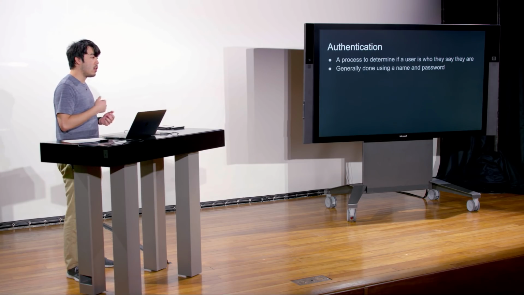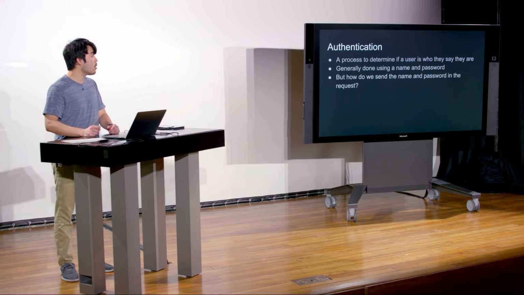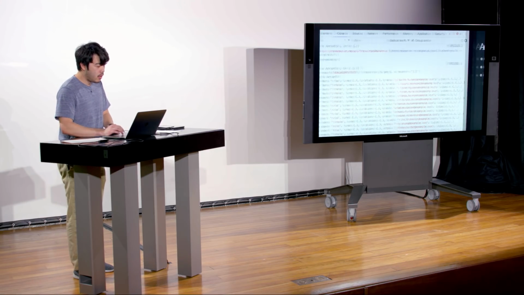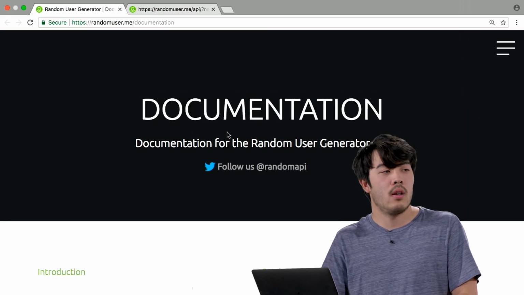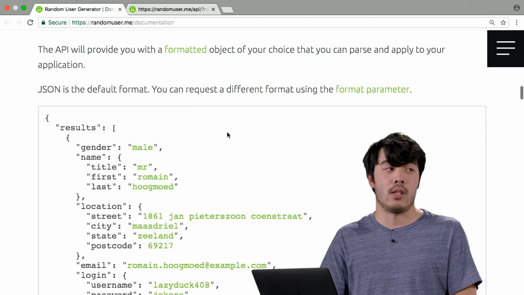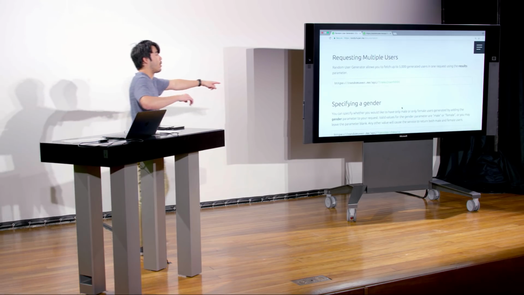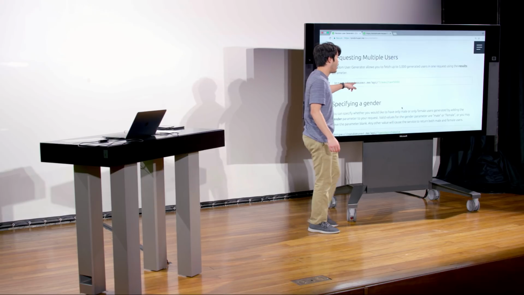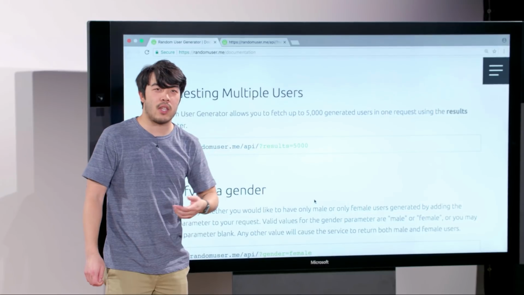The way that we usually do this is by using a name and a password. Presumably, only the person with the name knows the password that they set. But how do we actually send requests with a name and a password? The way that we configure requests in this random user generator is by adding it to the URL. So if we wanted, say, 5,000 results, we just visited this URL here, their API ?results=5000. But for authentication, that seems a little bit weird.